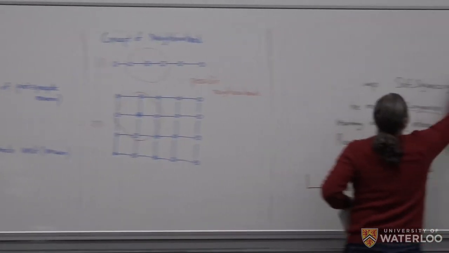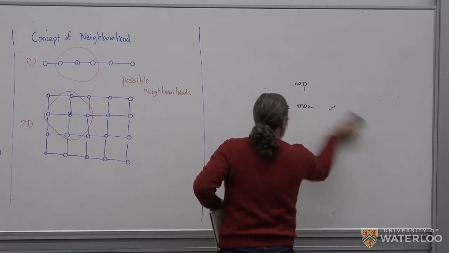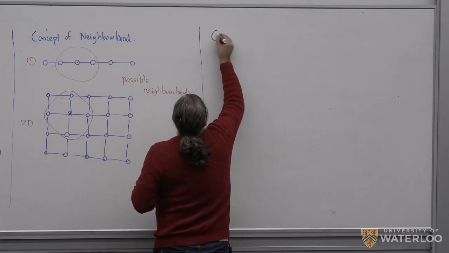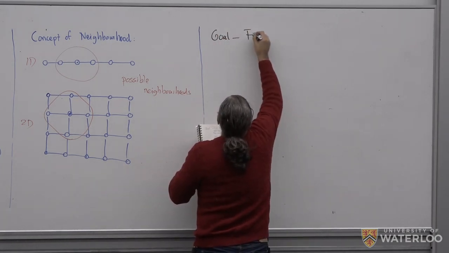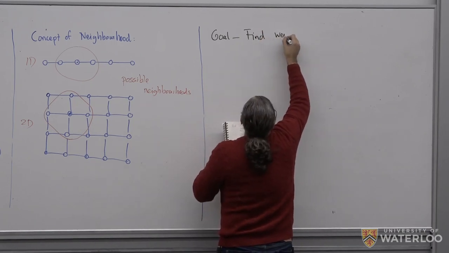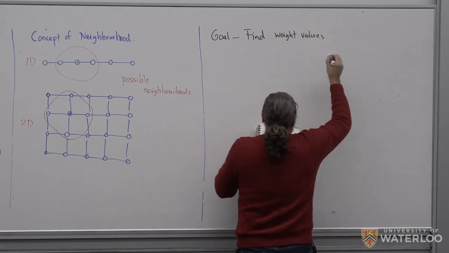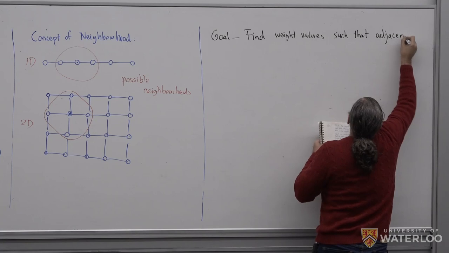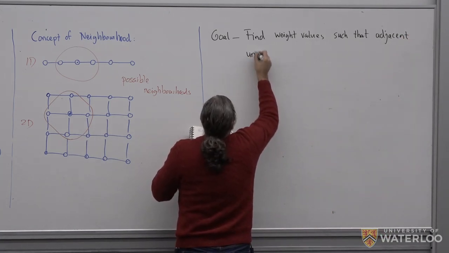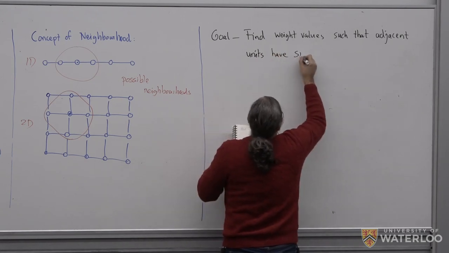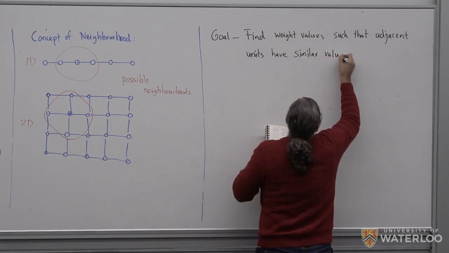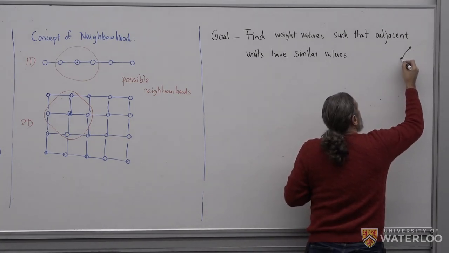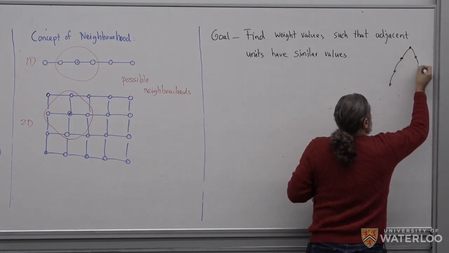So what is the goal? The goal is find weight values such that adjacent units have similar values. Again, we want to have a smooth transition. If this is this neuron, and the weight comes down, and then it comes down, and then it comes down from the other side, same thing.